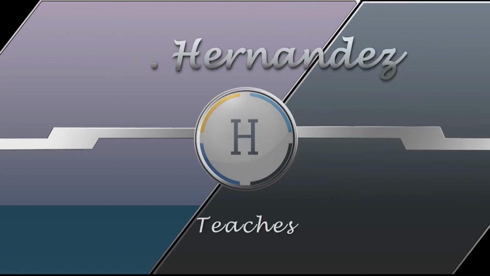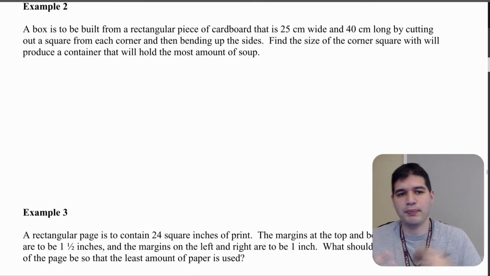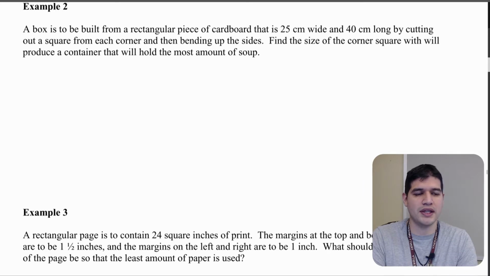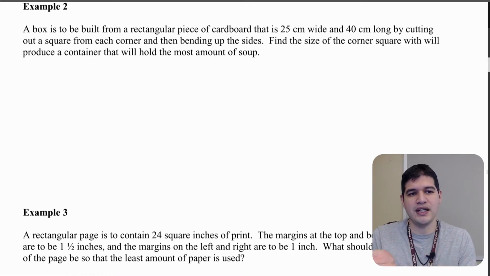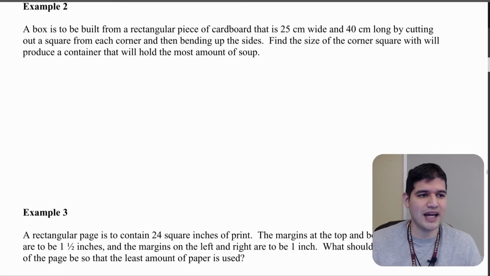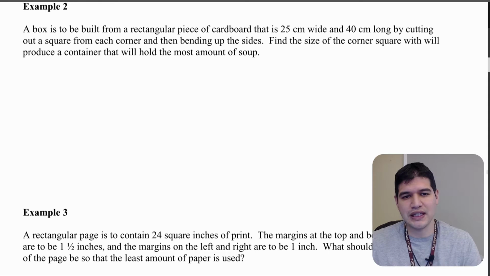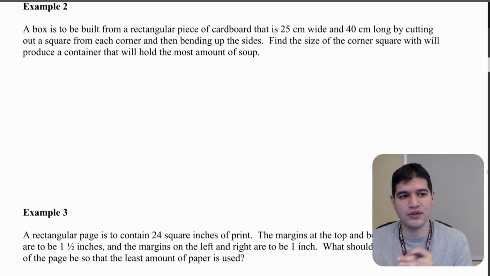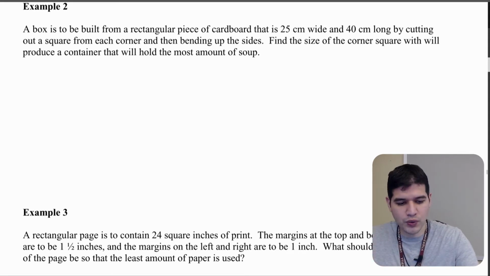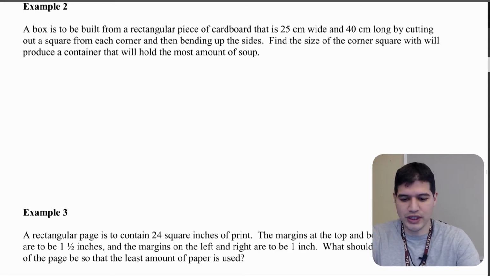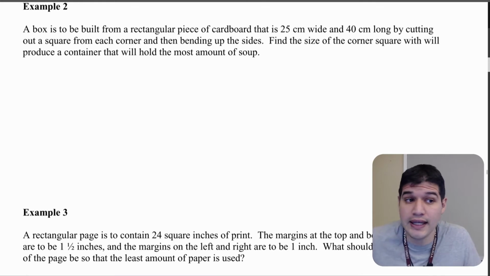All right, so in example 2, we have a box that is to be built from a rectangular piece of cardboard that is 25 centimeters wide and 40 centimeters long. We're going to be cutting out a square from each of the corners and then bending up the sides. If you haven't done this before, it's actually really good practice to make a box if necessary. So find the size of the corner square which will produce a container that will hold the most amount of soup. A little bit weird that we're holding soup in cardboard, but we don't know what type of cardboard it is, what's been treated to it, but let's go ahead and look at this problem.